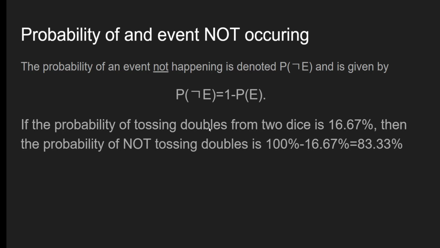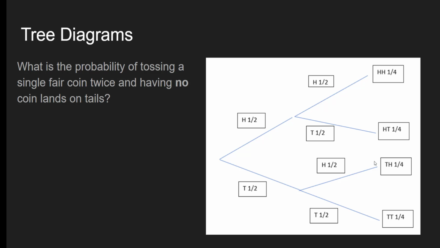Then to work an example similar to what we did, since we knew the probability of tossing doubles from 2 dice was about 16.67%, then immediately we know the probability of not tossing doubles would be 100% minus that probability, 16.67. So remember, 100% is simply 1. So 100% minus 16.67% is approximately 83.33%.